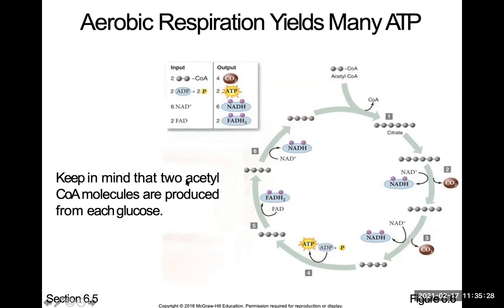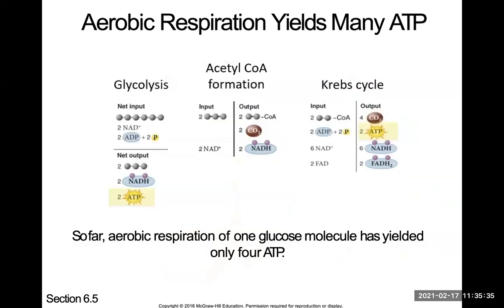Keep in mind that 2 acetyl-CoA molecules are produced from each glucose because it's broken down into 2 pyruvates. That's the total. So far, aerobic respiration of 1 glucose molecule has yielded only 4 ATP, not much. 2 from glycolysis, net, 2 from the Krebs cycle. But we did get a lot of NADHs. We got 10 NADHs and 2 FADH2. Those are electron carriers, but we only got 4 ATP.